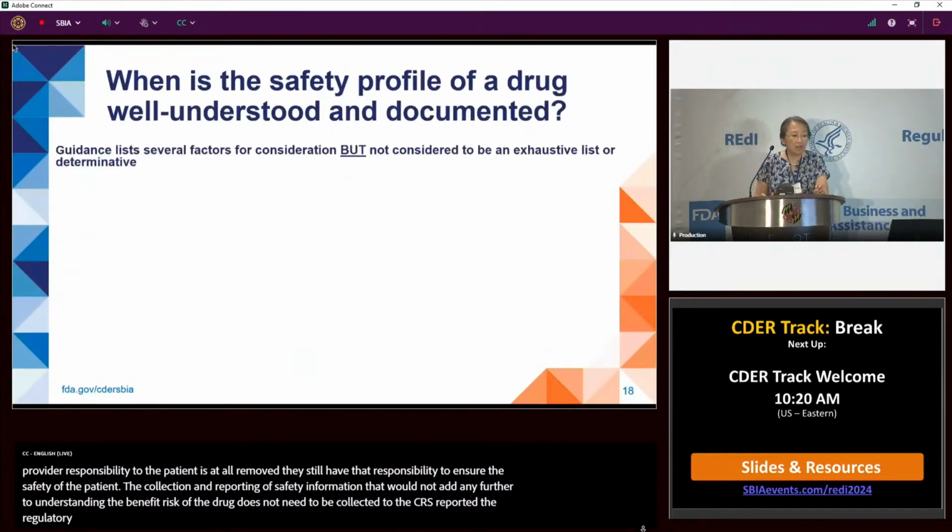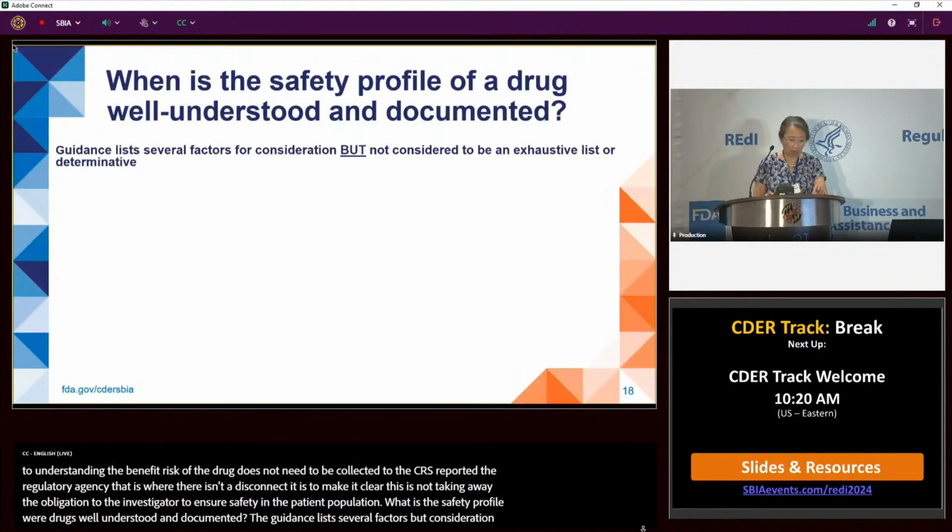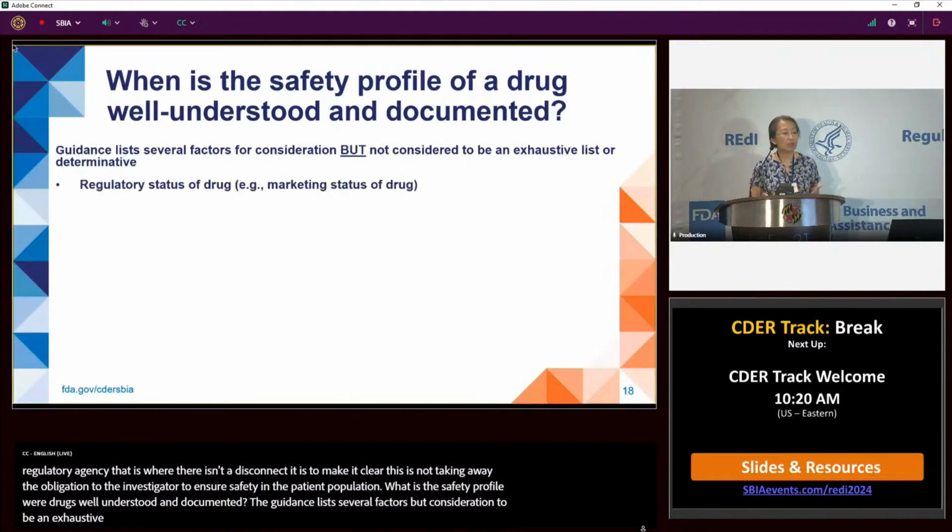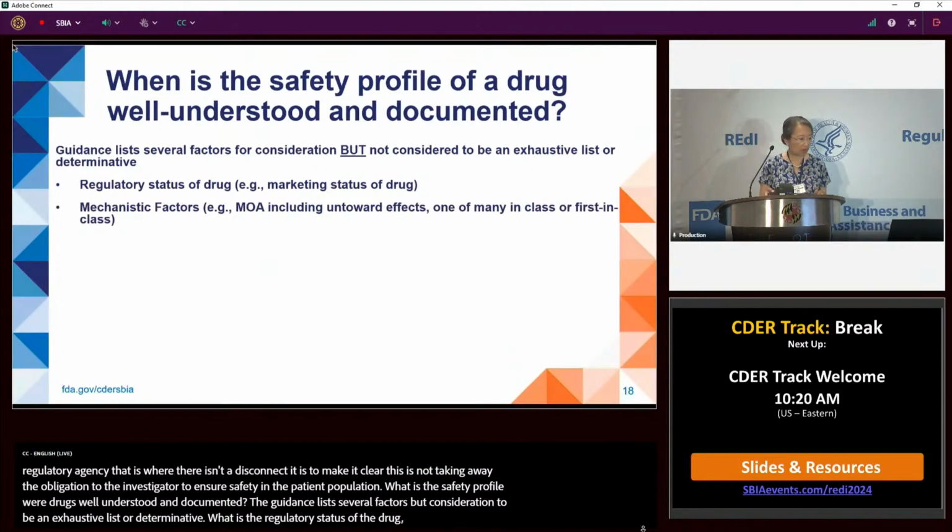So when is the safety profile of a drug well understood and documented? The guidance does list several factors for consideration, but it's not considered to be an exhaustive list or determinative. So as a starting point, what is the regulatory status of the drug? So as an example, has the drug already been approved? That makes sense because if it's already been approved, it has actually already gone through a regulatory review process and an understanding of the safety profile.